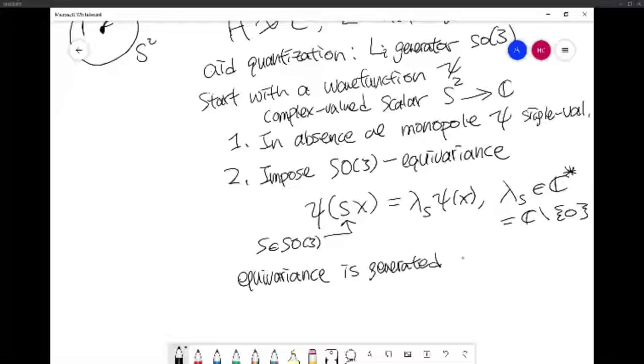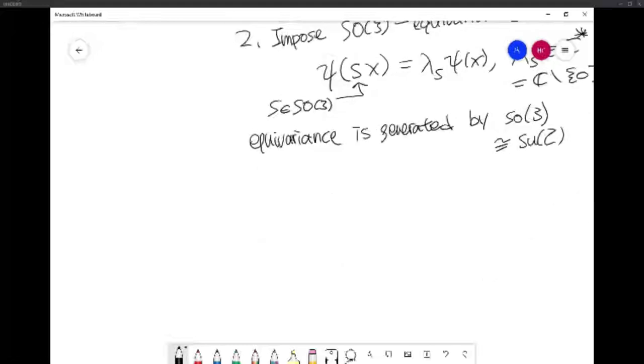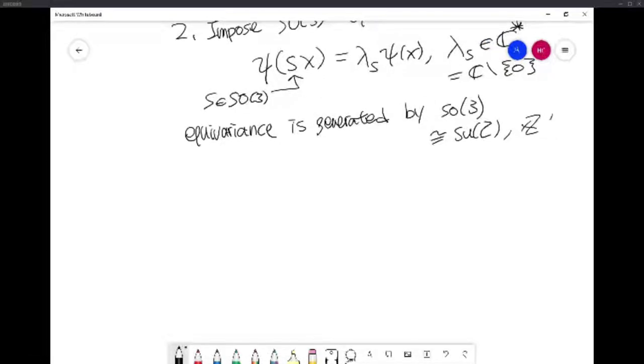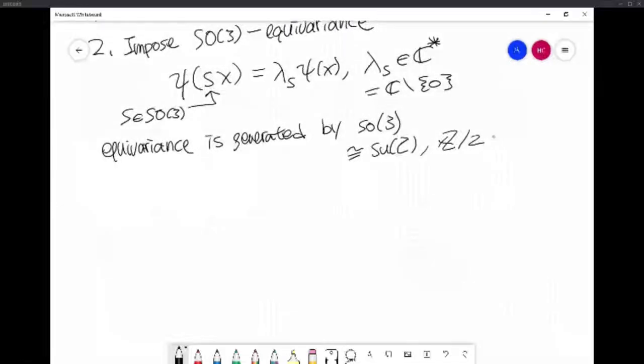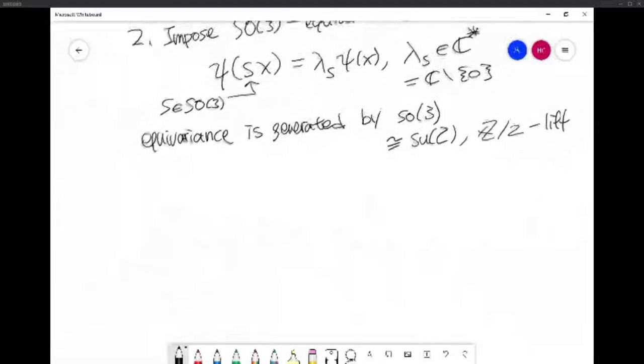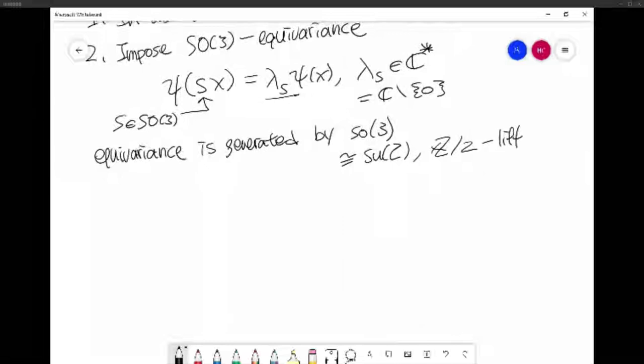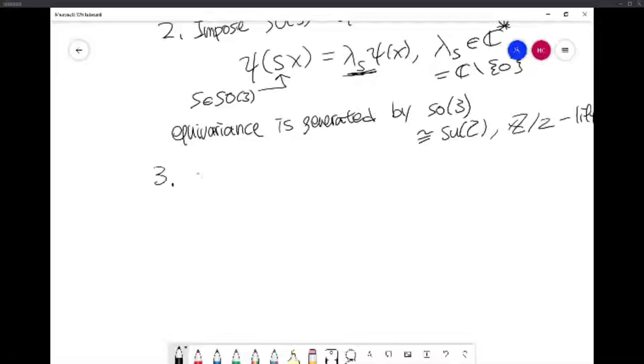I guess, generated by the classical Lie algebra, which is isomorphic to SU2, right? Which is the quantum algebra, and which is just a Z2 lift, a double lift of the classical algebra, of the classical group. So enforcing this equivariance is going to lead to certain changes in how we think about the wave function. So of course, that's what we can do. And of course, we can also write S as some L, I'm going to write it as J dotted with n.